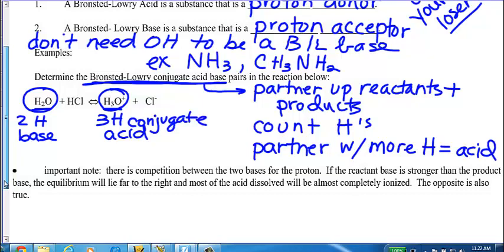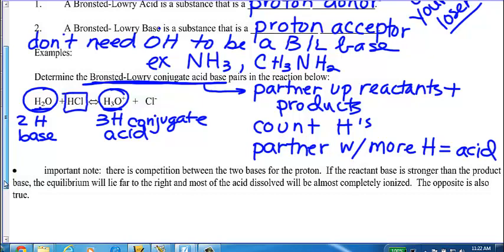Okay? In other words, how would H2O become H3O+? To go from here to here, it would have to gain an H. And if you gain an H, you're a Bronsted-Lowry base. So its partner is the acid, because if you go in reverse, it would have to lose an H to become H2O.